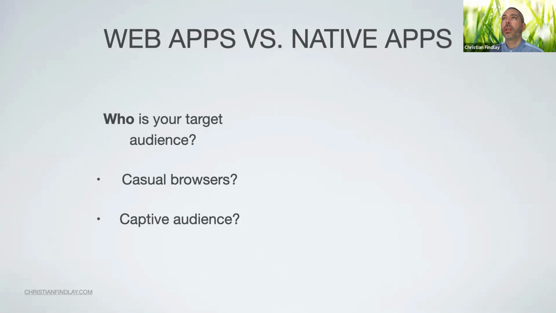Okay, so that's interesting. I'm just seeing at the moment that captive audience is at 79% and casual browsers are at 43%, which is a little strange, but we're seeing clearly that there's a captive audience. It's more on the side of captive audience. So for captive audiences, there's a suggestion there that native apps could be the way to go.